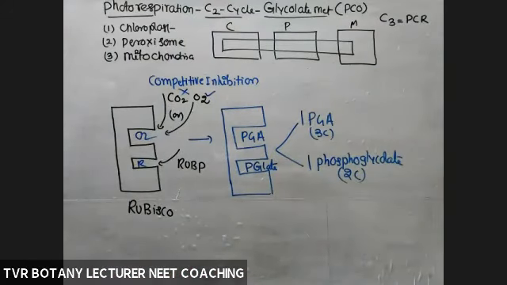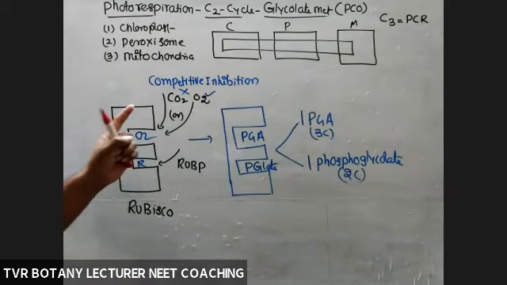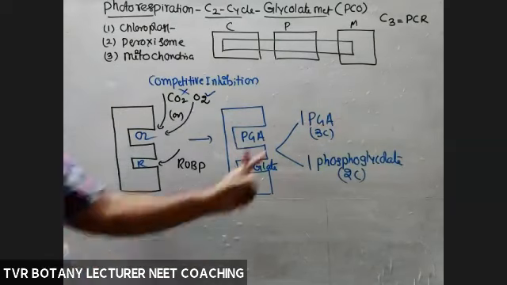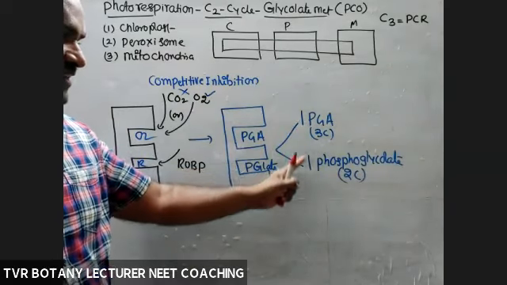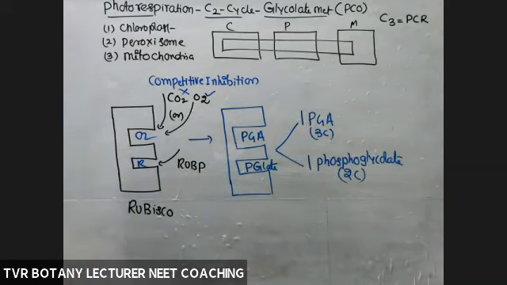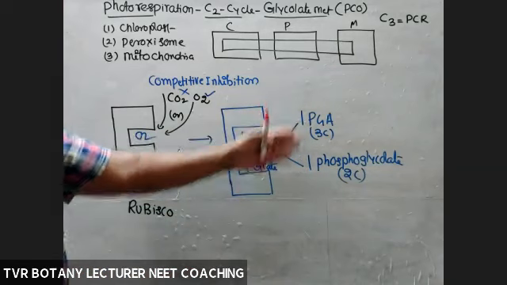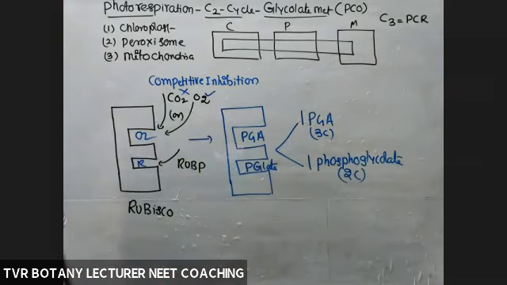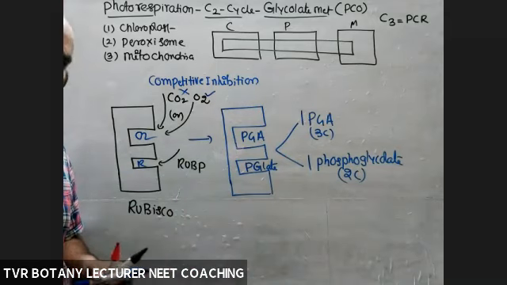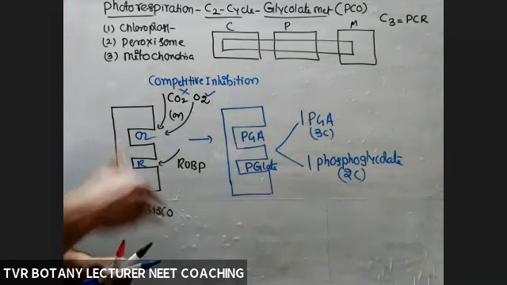Last year they asked this one: if Rubisco reacts with oxygen, what is the correct statement? One phosphoglyceric acid, one phosphoglycolate. Like that they ask. So the correct one is one phosphoglyceric acid, one phosphoglycolate. In this case, ATP is consumed, energy is consumed, but there is no formation of sugar.